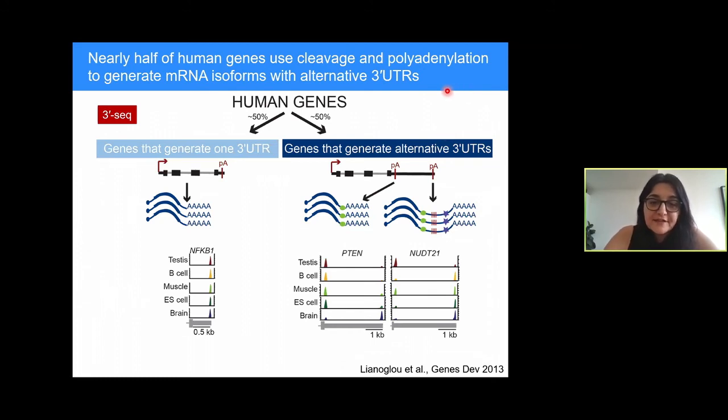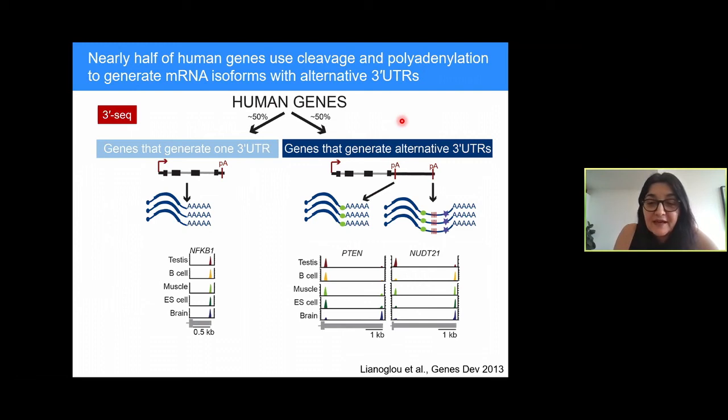So how did I get interested in all of this? In the beginning, when I started my lab, I wanted to study the functions of 3'UTRs. But at the time, the boundaries of 3'UTRs were actually not very well annotated. So we developed a sequencing method called 3'-seq that allowed us to identify all 3'-ends transcriptome-wide. What we get is these peaks at the junction between the 3'UTR and the poly A tail.